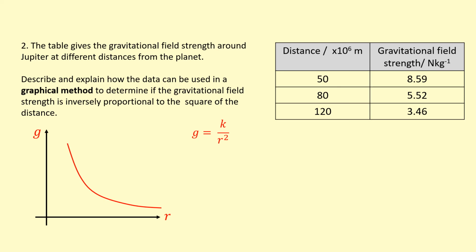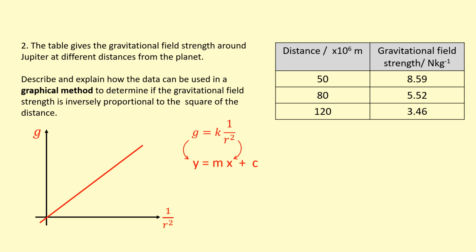So in order to do that, we have to plot something else. I'm going to get rid of this line here. What I need to do is force this equation into a straight line, and that's what I want to check, by plotting the right things on the y and x axes. If I want a straight line, I'm going to compare it to y equals mx plus c. Because we've got k over r squared here, I'm going to separate it so it's k times 1 over r squared. On the y-axis, I can plot g just like before. On the x-axis, instead of plotting r, I'm going to plot 1 over r squared.